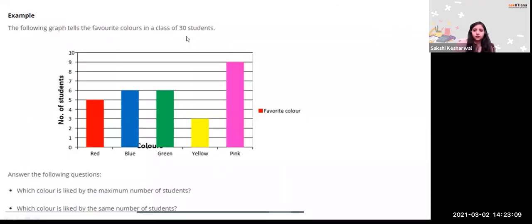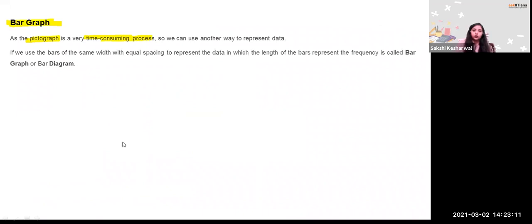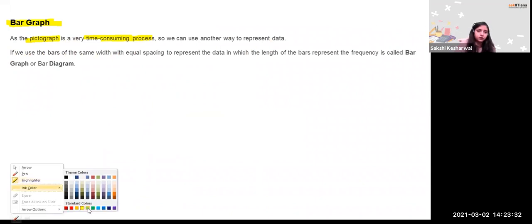Yeah, things are sorted. Now just see what is the, like, basically see over here? It's very time consuming. So we use the bar graph of the same width with equal spacing to represent the data in which the length of the bar represents the frequency, and it is called the bar graph or the bar diagram. This is the actual definition. So let me change the color, and this is the actual definition of the bar graph.